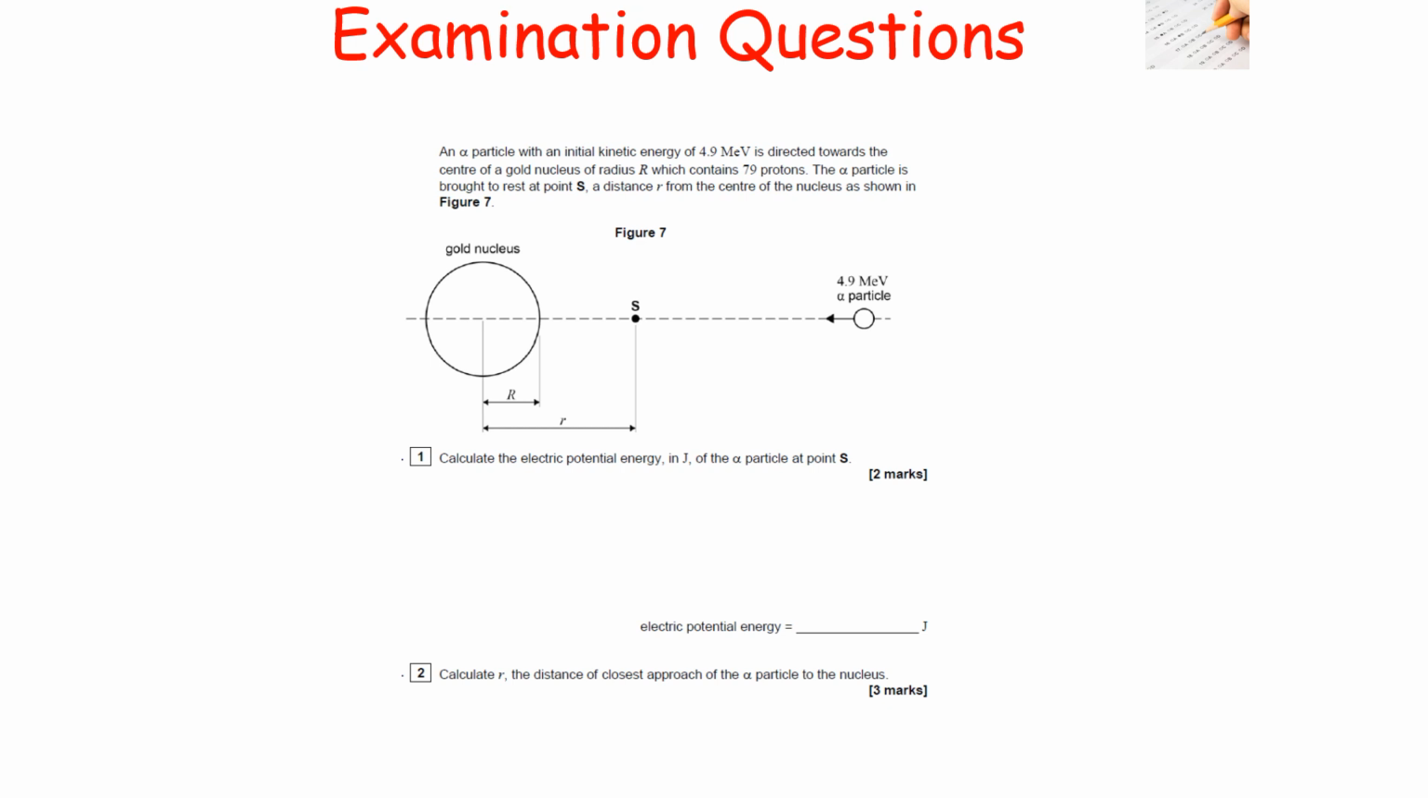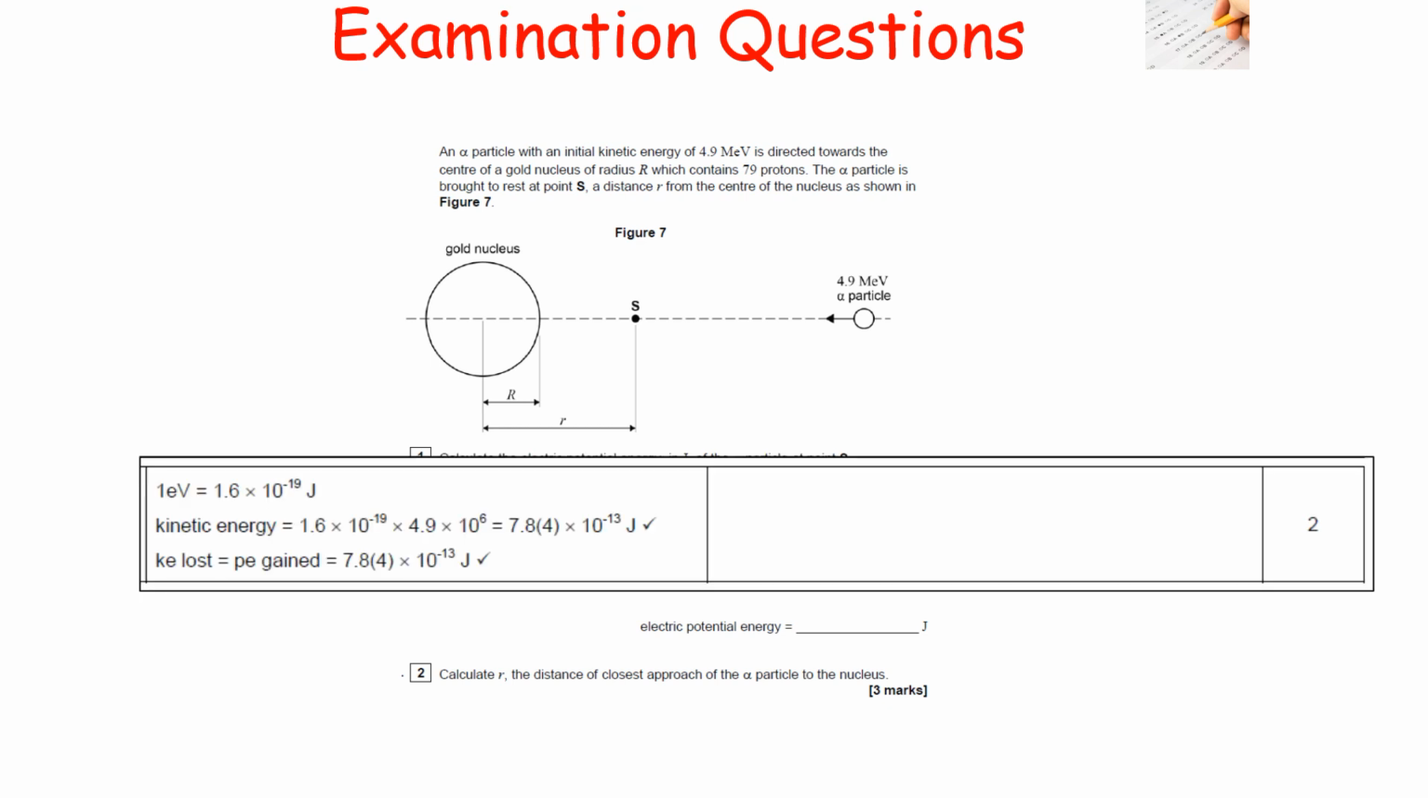Pause the video now, then unpause the video when you want to go through your answer. Right, so how do you answer this particular question? Well, what you've got to remember is that in this situation the kinetic energy of the alpha particle is turned into electrical potential energy when it is repelled by the gold nucleus, and it will be repelled because they're both positively charged. So if you're starting off with 4.9 MeV of kinetic energy, it's going to turn into 4.9 MeV of electrical potential energy.